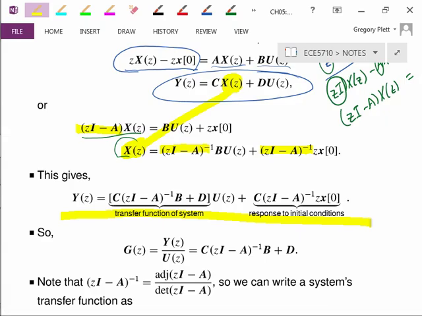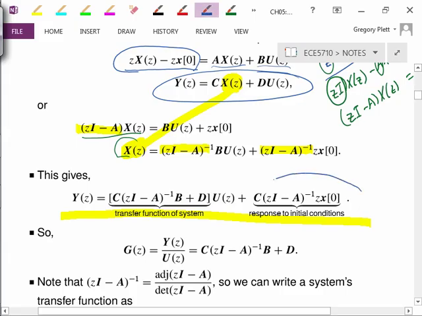The response of this linear time invariant system is represented in two parts. The first part we've shown depends on the input to the system, that's the forced output. And the second part depends on whatever the initial conditions were in that system, and that's the homogeneous output. When we're looking at transfer functions, we always assume the initial conditions are 0. That's just a definition of a transfer function, so that goes away in that case.